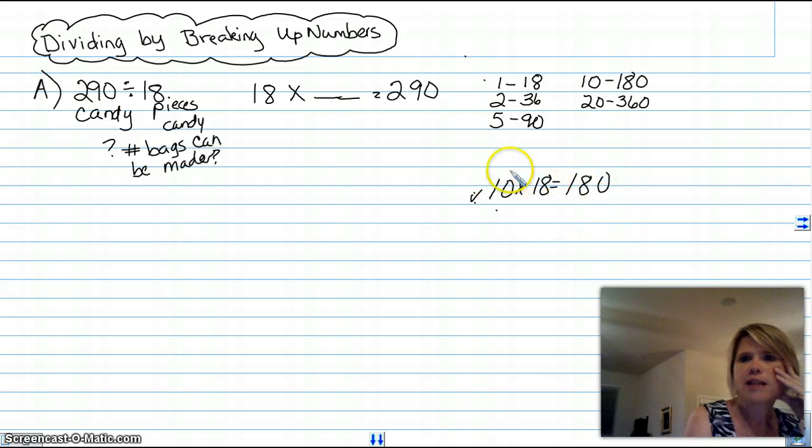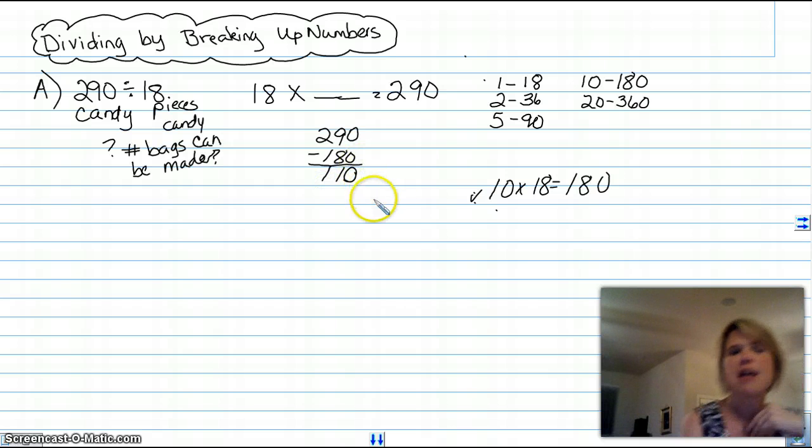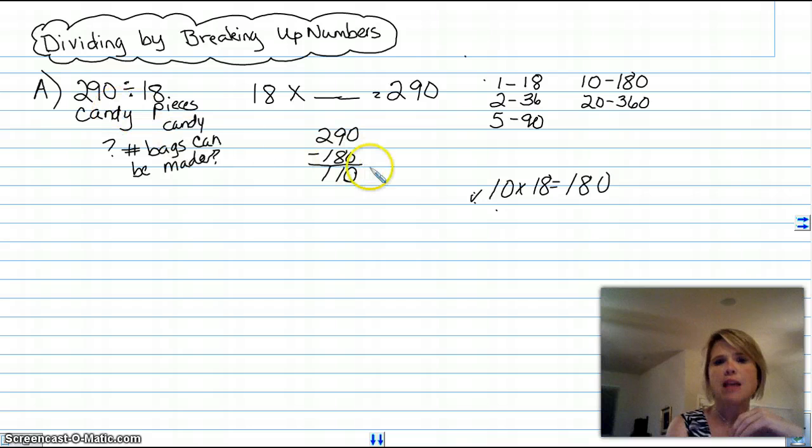Okay, so 18 times 10 is 180. So what I'm going to do is start with my pieces of candy that I had to start off with. Once I've made 10 bags of 18 pieces in a bag, I'm going to take that away from what I know. And that leaves me with 110. Now, what does that represent? That represents the number of pieces of candy that I still have left to put into baggies.